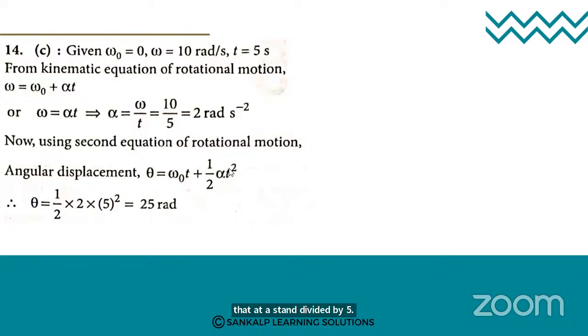Now by using the second equation of the motion, that is S is equal to ut plus half at square. So here we are substituting the value of alpha, because initial velocity is 0, omega naught into t is 0. Then angular displacement theta is equal to 25 radian. Option C.